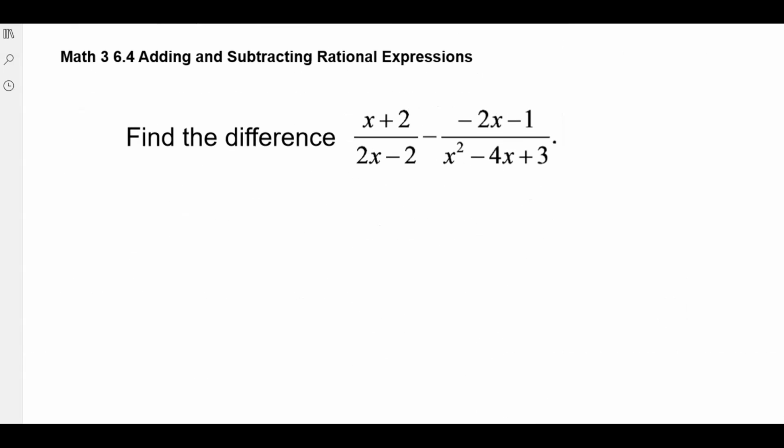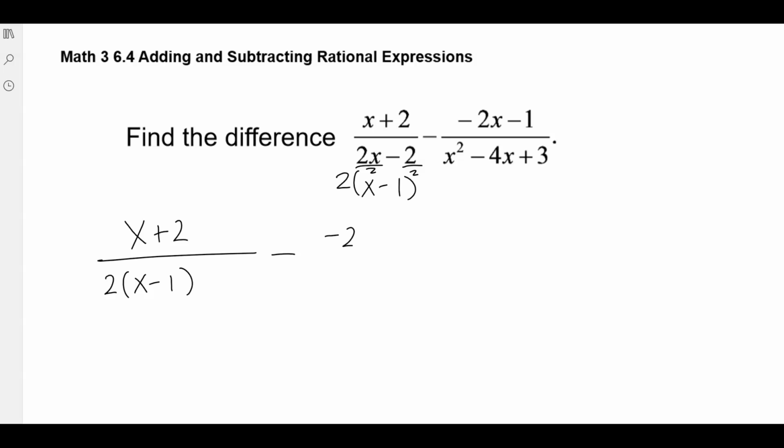All right, finding the difference. So we want to factor this. So we're going to divide out a 2 from each. So you'll have x plus 2 over 2 times x minus 1, minus negative 2x minus 1 over x squared minus 4x plus 3.